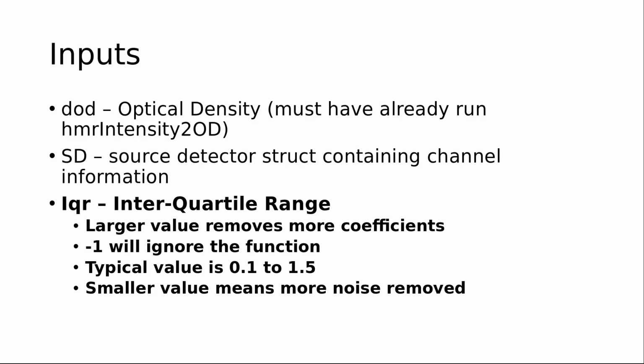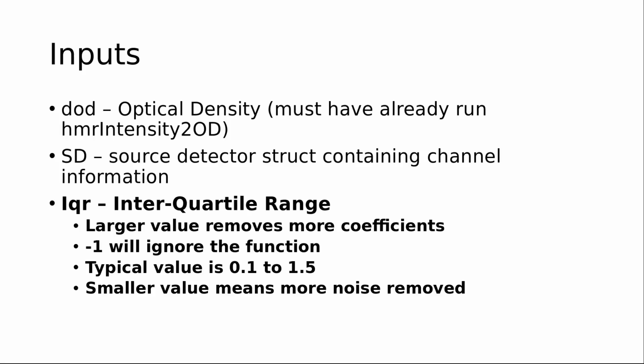So the inputs to this function are DOD, which again is the delta optical density, which means you had to have already run the Homer intensity to optical density function to convert your raw data to relative change. The SD is already in the background, and that will be loaded in. It's just, again, the source and detector information.